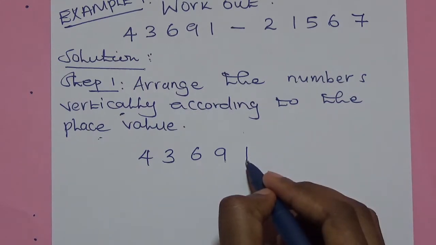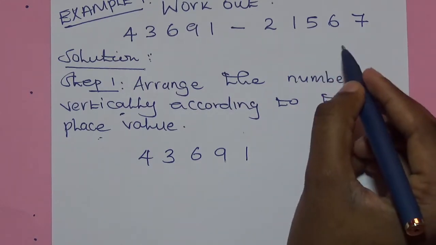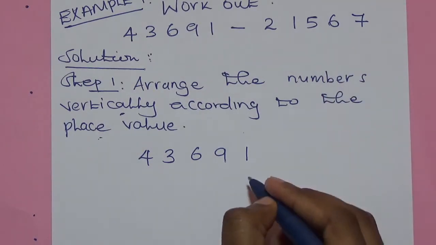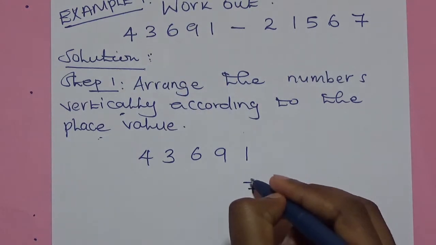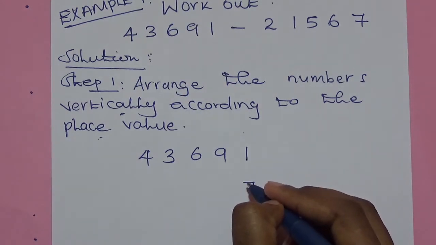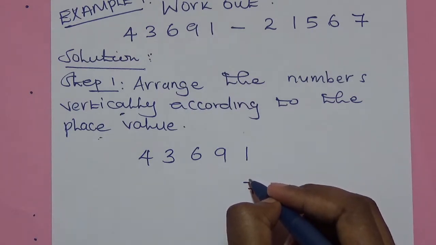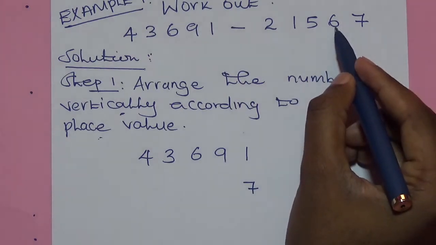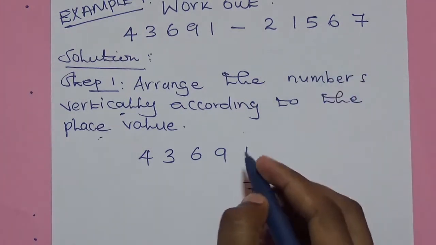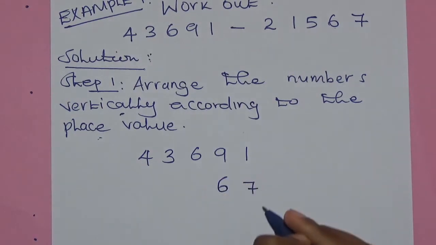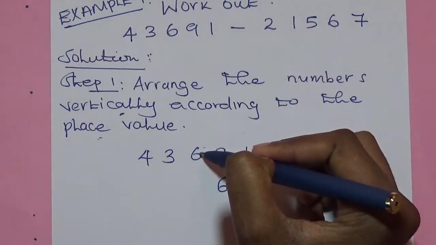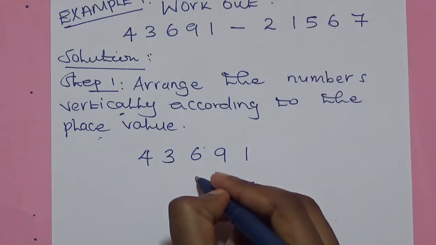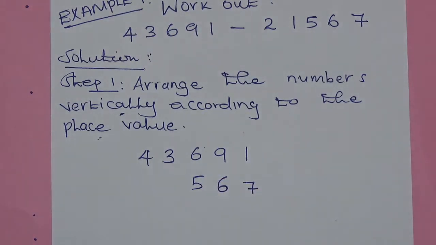Now, ones we have said it represents ones. In the second number, 7 represents ones. Therefore, 7 will come below 1 because they both represent ones. They are in the place value of ones. Then 9 represents tens. In the second number, 6 represents tens. So 6 will come below 9. 6 represents hundreds and 5 represents hundreds. So 5 will come below 6.